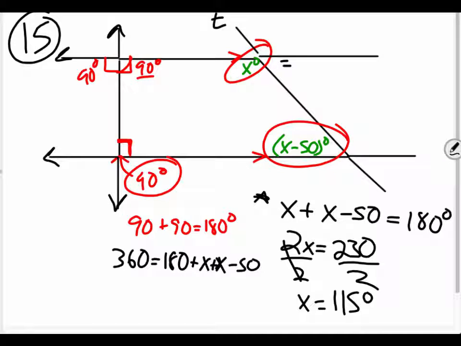So this angle right here is 115. 115 minus 50 is what? 65, I think, right? Is that correct? Double check Mr. Adams' math. Is that what it says in the back of the book?